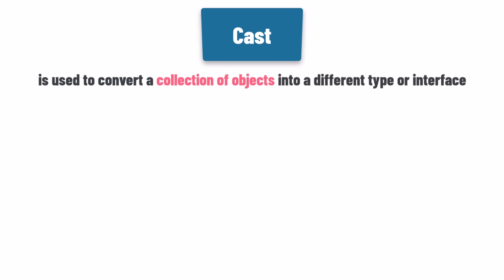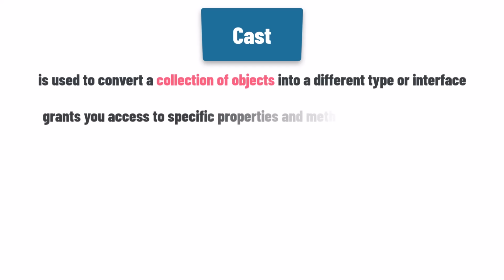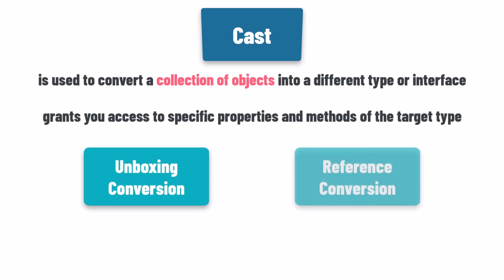The cast method holds the key to seamless type conversions, granting you access to specific properties and methods of the target type. By utilizing this method, you can effortlessly convert from one type to another, enabling you to perform intricate operations with ease. Before we dive deep into the cast method, it's essential to grasp two fundamental conversion types: unboxing conversion and reference conversion. These concepts lay the groundwork for a better understanding of the cast method and its capabilities.